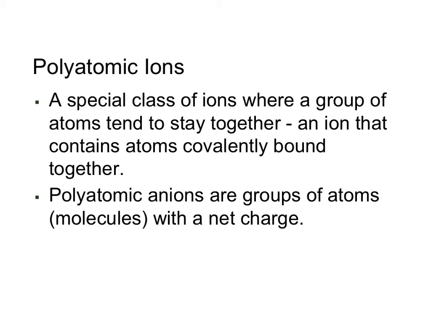What we've been discussing so far are what we call monatomic ions. Ions that are formed from just one element. Polyatomic ions are another type of ions that form from a group of elements. And so we'll have 2 or more elements bound together that overall have an associated charge.